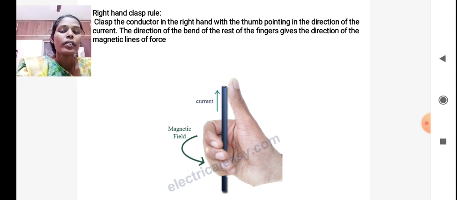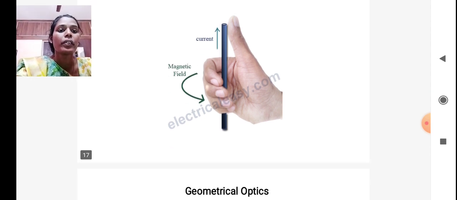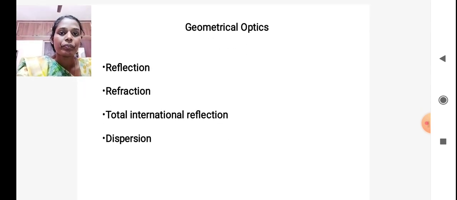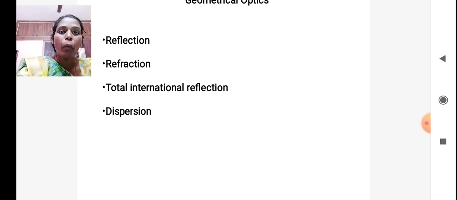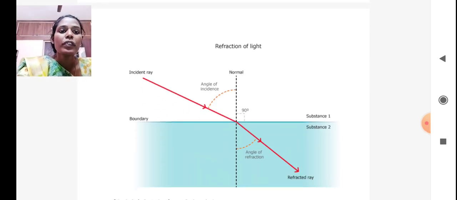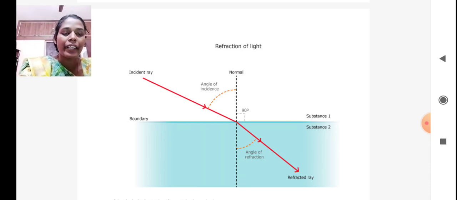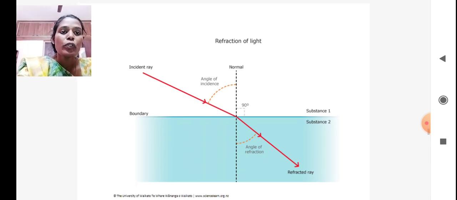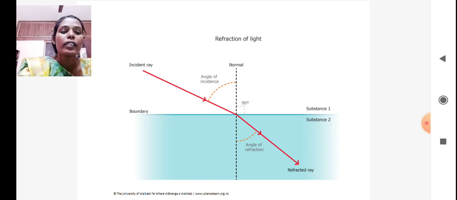In addition to this, I'm going to show a glimpse of some important properties of light, which is in the fifth unit. Some of the important properties have been listed here. The first one is refraction of light. Here you can see two different colors, and the colors indicate two different media.